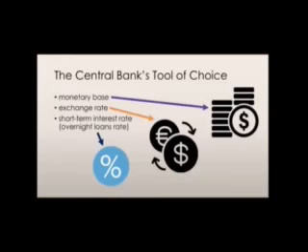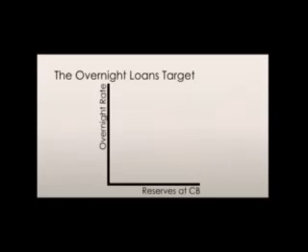Sometimes banks do not have enough reserves to send money over to other banks. In this case, they take out what is known as an overnight loan. An overnight loan is exactly what it sounds like. It's a loan that is paid back by the next day. Let's see how the central bank manipulates this thing known as the overnight loans rate.